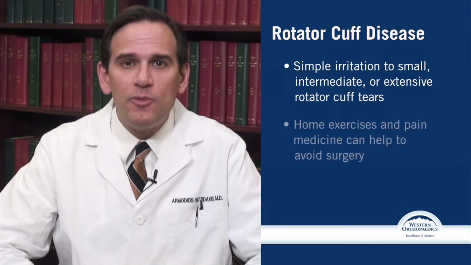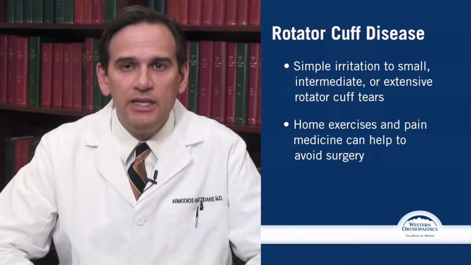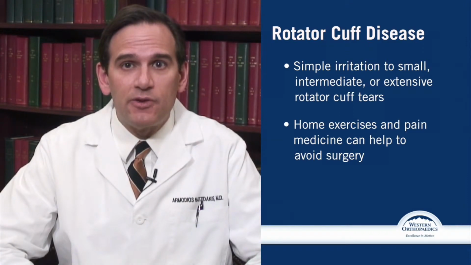In many cases, home exercises and occasional pain medicine or injections can keep the shoulder pain-free and functional enough to avoid surgery. However, many patients with an extensive rotator cuff tear cannot lift their arm at all, even for activities of daily living, such as dressing, eating, and reaching a shelf. The reason for this is that the ball of the shoulder has lost its centering mechanism due to the extensive rotator cuff tear.